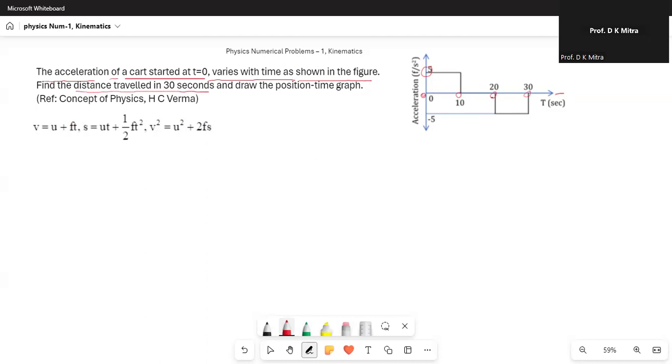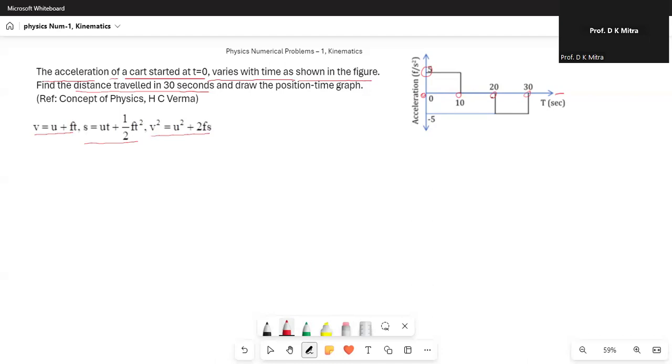So let's first recap the three basic equations of kinematics: V equal to U plus Ft, S equal to Ut plus half Ft square, and V square equal to U square plus 2Fs, where V is the final velocity, U is the initial velocity, F is the acceleration, and t is the time lapsed.